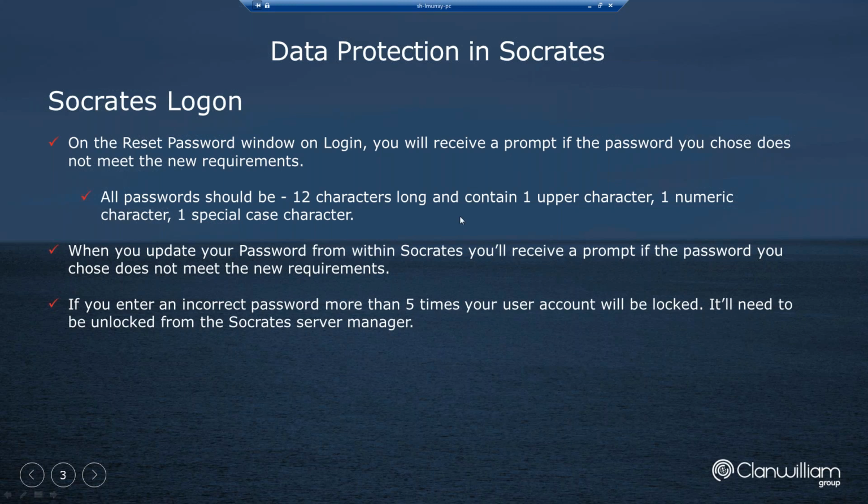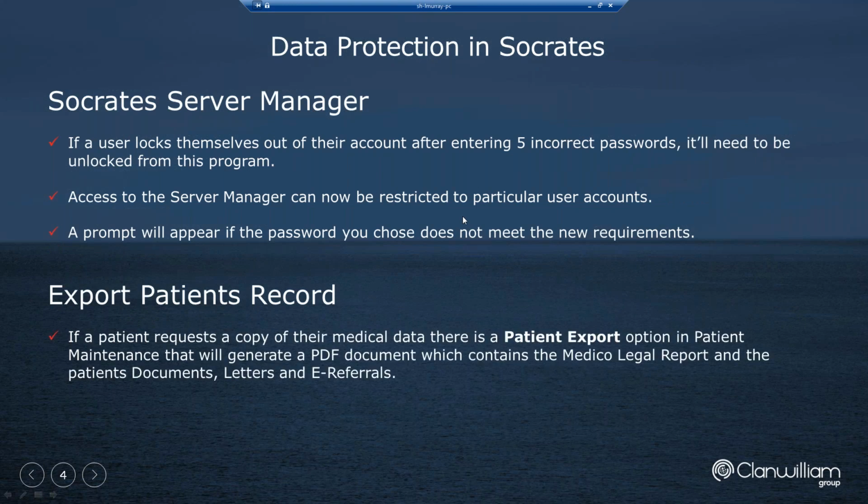So on the next slide here. Within the Socrates Server Manager, as I was saying, if you entered your password in Socrates incorrectly 5 times, you'll need to open up this program to unlock it. The reason someone might be locked out is because they've been putting in the password wrong, or they don't actually know what it is. So then the password can be reset from there. Access to the Server Manager can now be restricted. It's not turned on by default, but it is an option that you can turn on. So I'll turn that on, and I'll show you how it works.